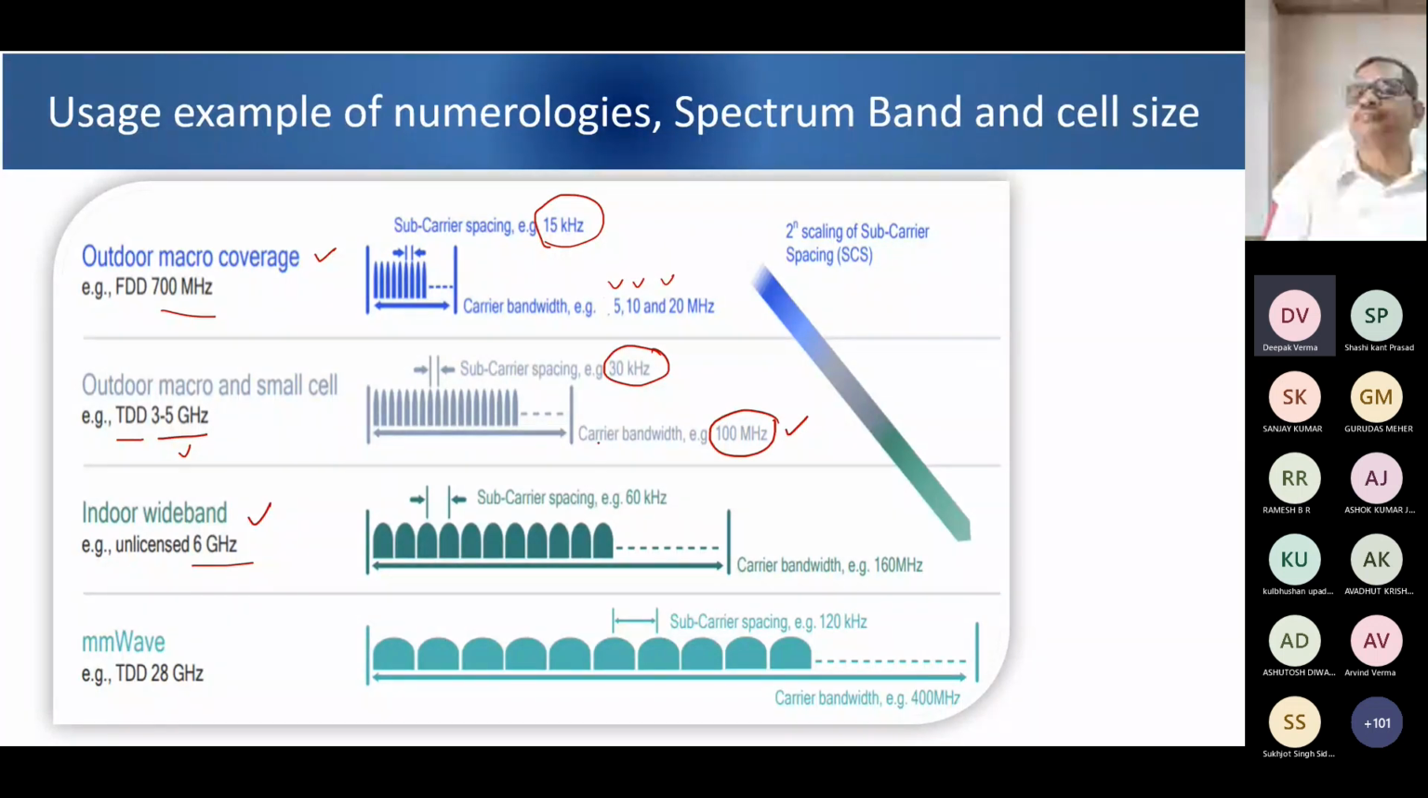Here we are talking about 60 kilohertz subcarrier spacing and whatever channel bandwidth we may have. And then we have 28 gigahertz, that is millimeter wave. Here we'll be using 120 kilohertz and channel bandwidth can go up to 400 megahertz. So Sanjay's question is getting answered: on the lower side of the band we are using lower numerology, on the higher side of the band we are using higher numerology.